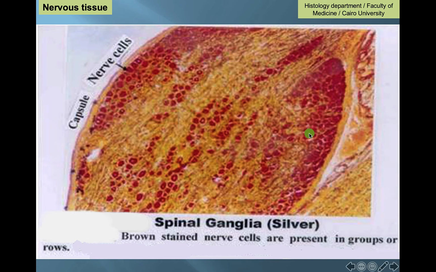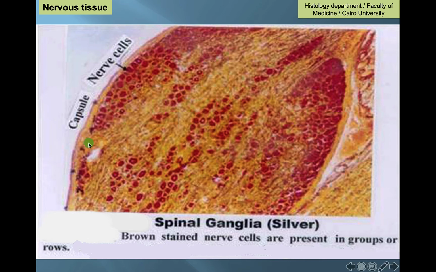Now, how can you diagnose this is the spinal ganglion? By following the rule of SAS. We have as regards the shape, the arrangement, and the size of the cells. First of all, the arrangement is very evident, which is in the form of rows and groups or collections. So this is a very easy way to differentiate from the first look between the spinal and the sympathetic.